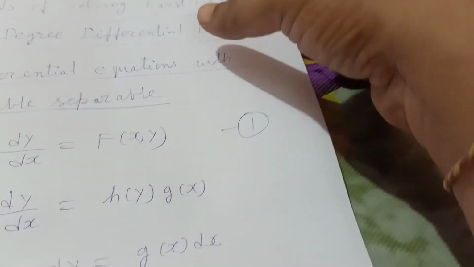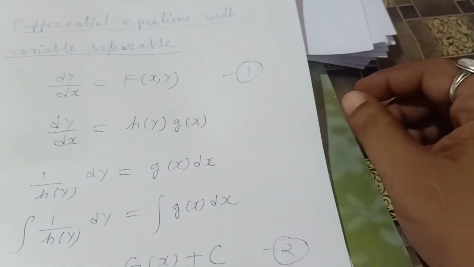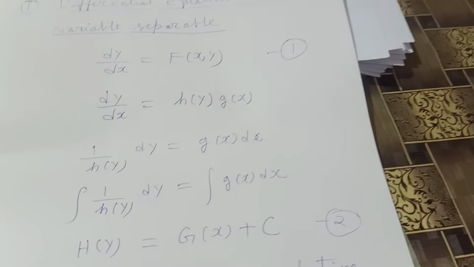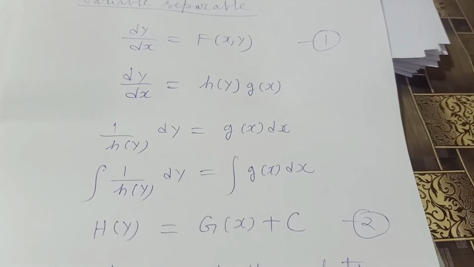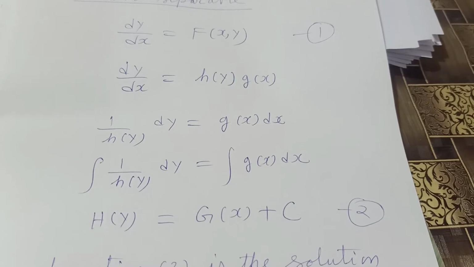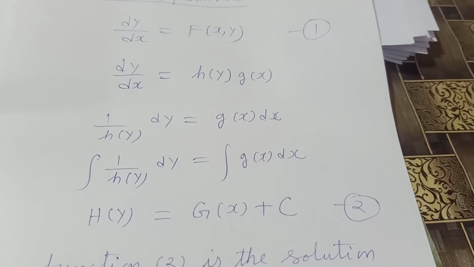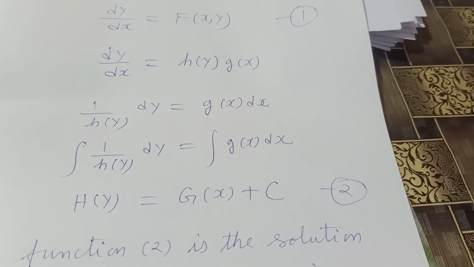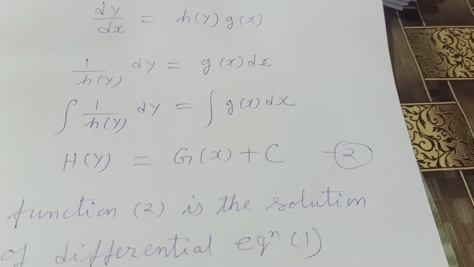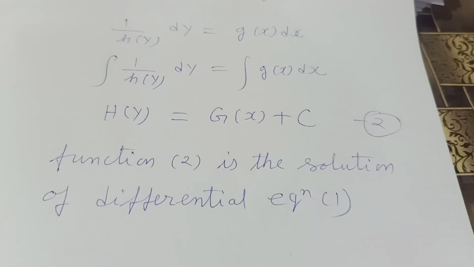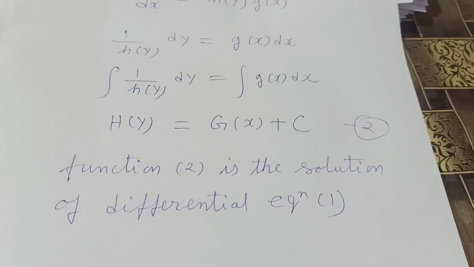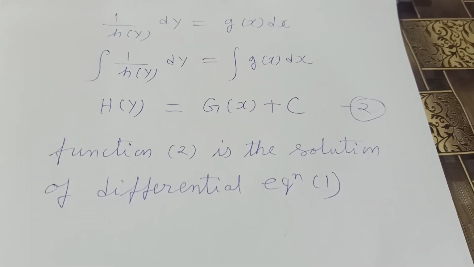Now if we integrate both sides, then we will get integration of 1 by h(y) dy equal to integration of g(x) dx. So after integration we will get some function of y, H(y), and some function of x, that is capital G(x), plus c. So this equation 2 is the general solution of the differential equation 1. So this is the general method for finding the solution of a differential equation with variable separable.